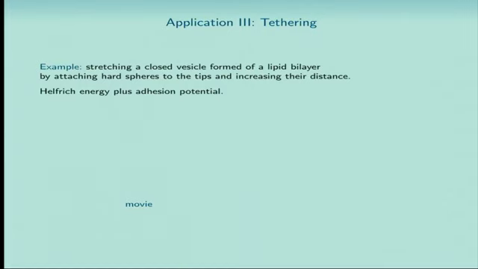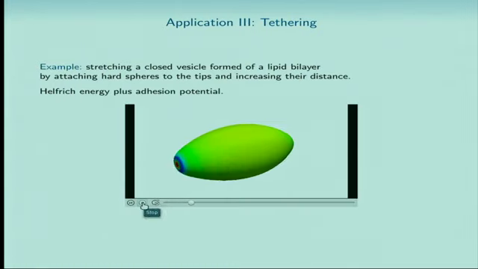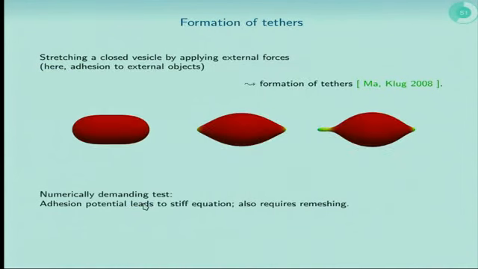So we stretch a closed vesicle, which is formed of a biomembrane, by attaching two hard spheres and then using these adhesion potentials and just pulling it apart. And if you don't do it in the right way, then this happens. So you must imagine here that there are these spheres and I pull them apart. But then due to some numerical noise and some remeshing operations, I lose the contact to one of them. But if one does it in the right way, then one obtains something like that. One of these tethers forms.